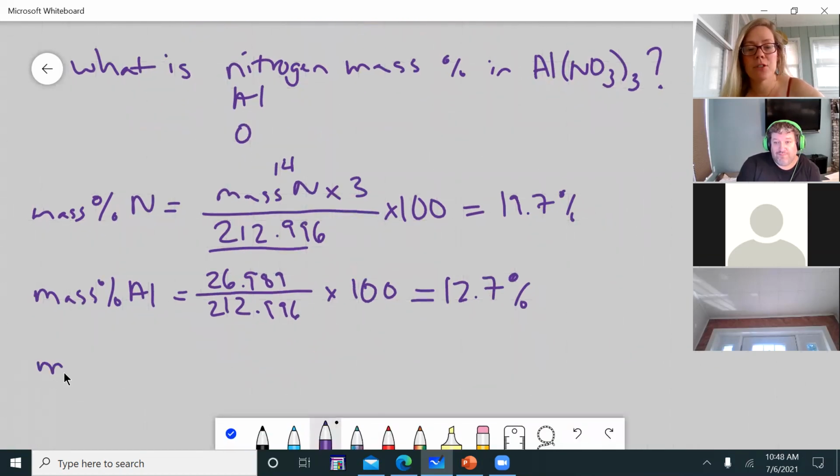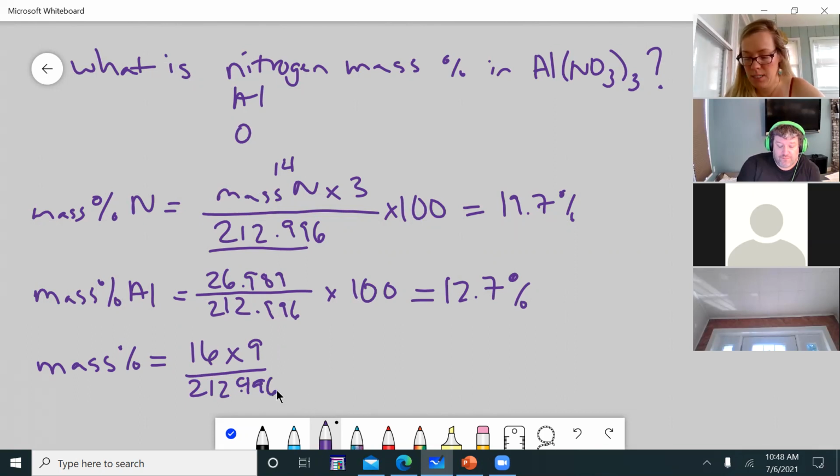The last one better make up a good chunk, right? Because I've got a lot of percentage left. I need to get to 100. One way you could solve for this last one is to take 100 and subtract those two, right? But let's make sure we're doing it correctly and make sure they add up to 100. So I'm going to take the mass of oxygen, which is 16, and I'm going to multiply it by how many oxygens? 9. 3 times 3 gives us 9. Lots of oxygens in there. Divided by that 212.996. So 16 times the.